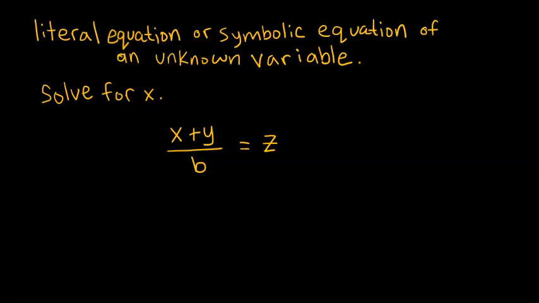Hi guys, I want to show you how to solve for x. We're basically isolating x, so we're going to put x on one side of the equal sign and throw everything else on the other side. Which direction doesn't matter. You can have x on the left side or you can have it on the right side.